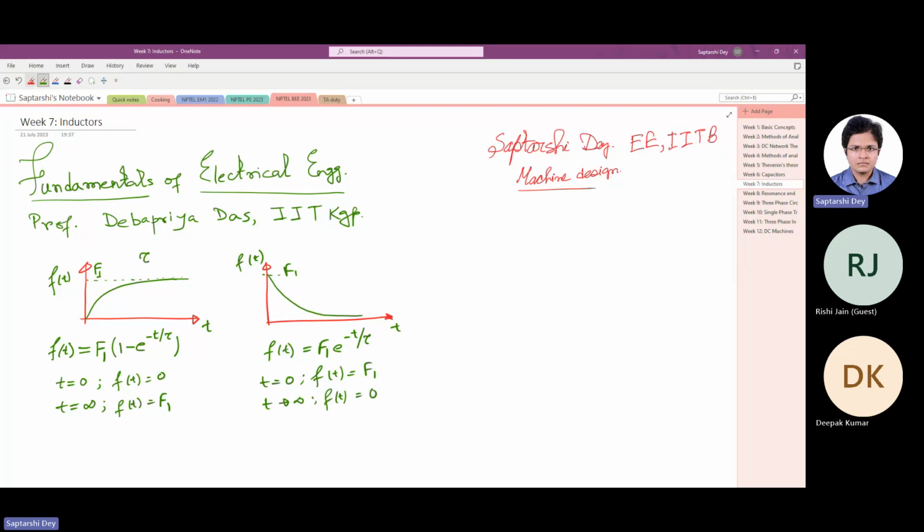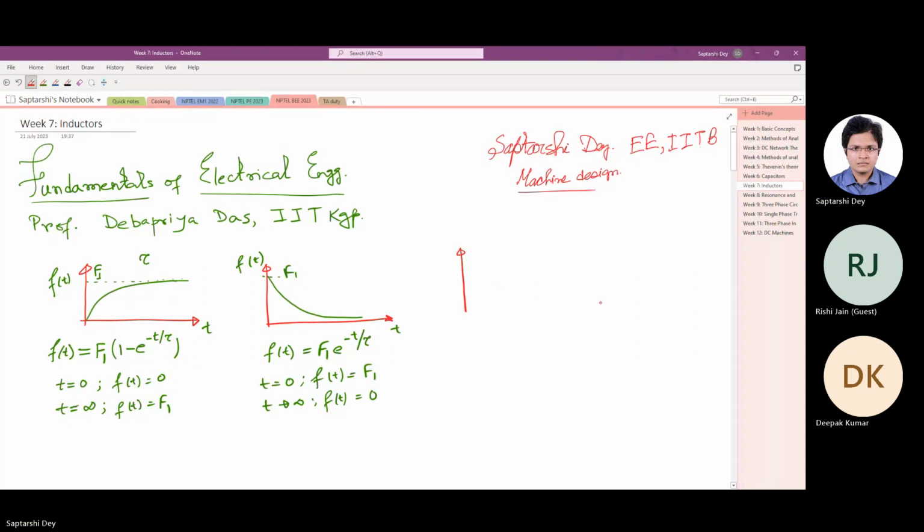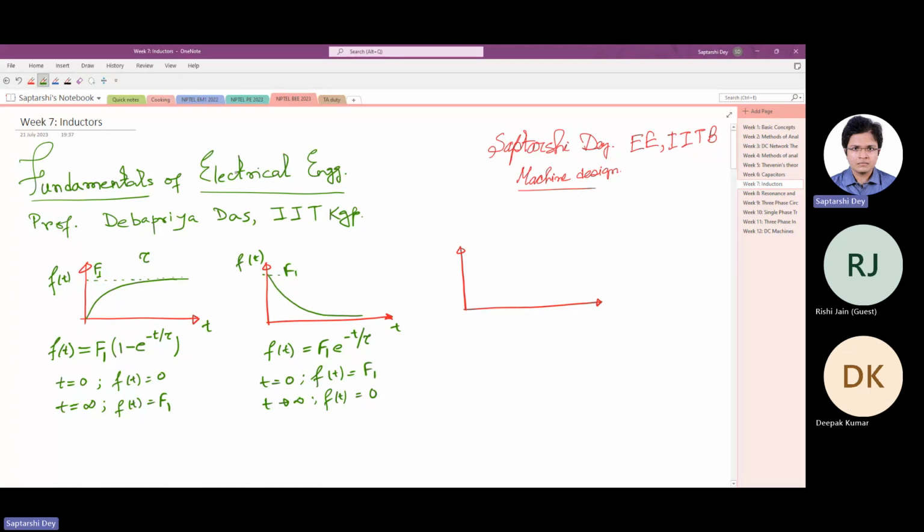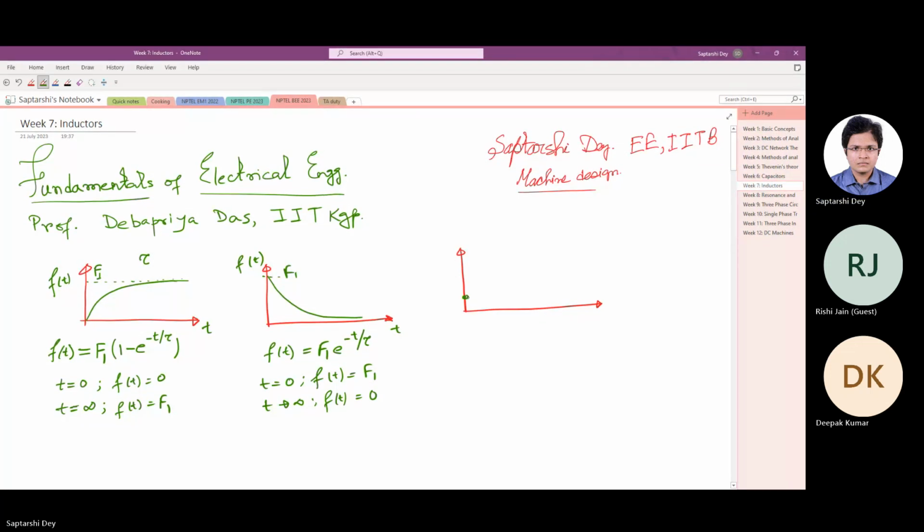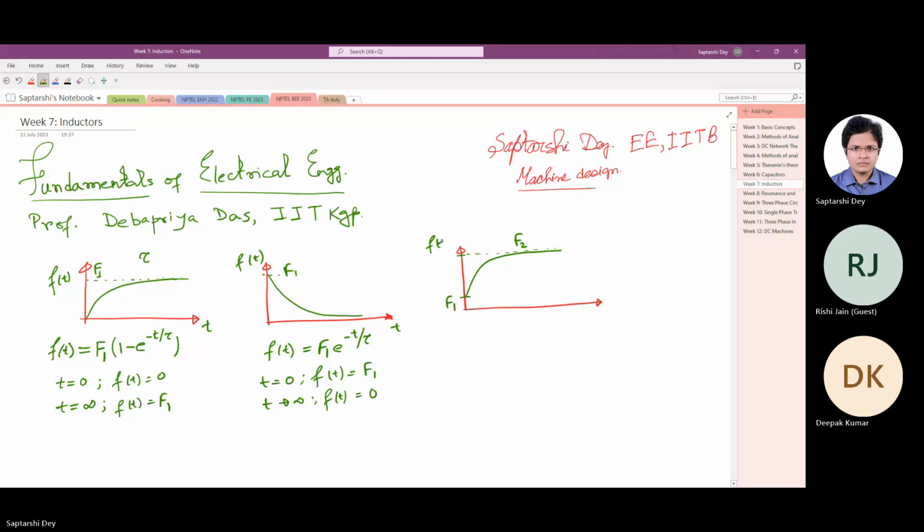Sometimes, like in today's class, we will encounter some problems where it doesn't start from 0. Say it starts from some other initial value and ends at some other final value. So let us say it starts from f1 and ends at f2. This one is nothing but a shifted version of case 1. If I mark them as case 1, 2, 3, this one is nothing but a shifted version of case 1.